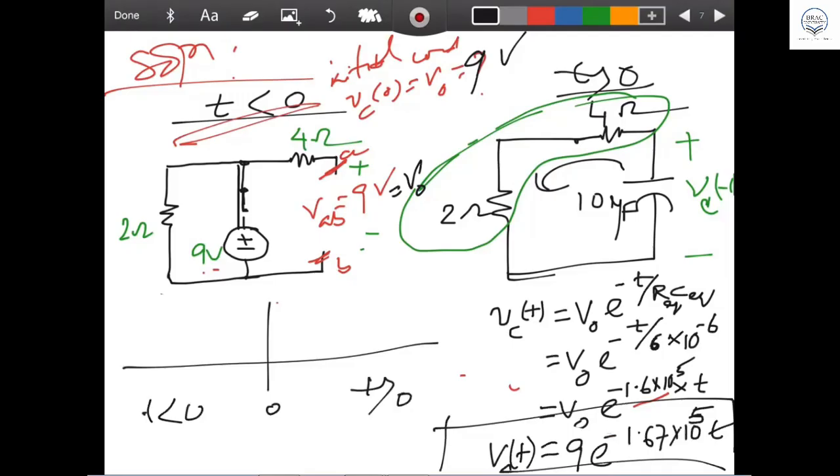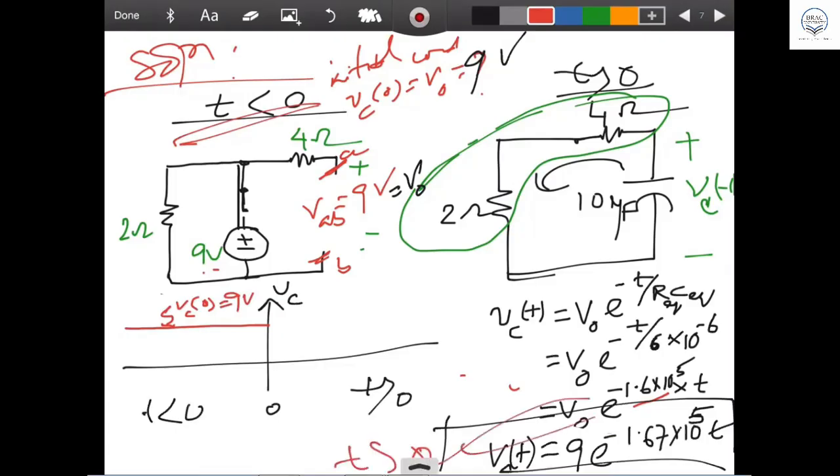Tell me first, t is less than 0. What should be the voltage here? 9 volt. Don't make a mistake, it will not exponentially decrease for t less than 0. Okay, good. So it is 9 volt here. Excellent. V0, the open circuit voltage, is coming continuously. And for t more than 0, this is the equation. And this is the equation for t less than 0. That's the 9 volt you got.